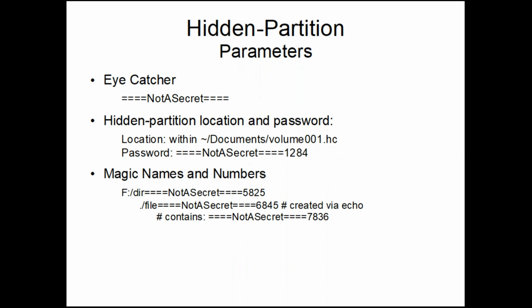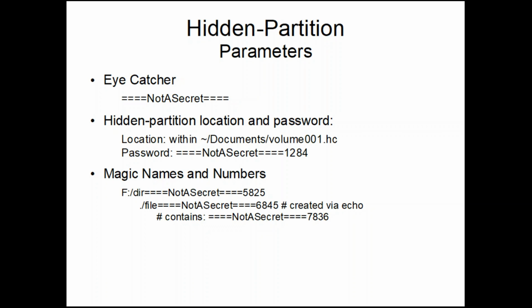So here are the parameters for the hidden partition that I'm going to create. First of all, there's an eye catcher, somewhat of a secret, but not a secret. So the eye catcher I'm going to use is similar, so I can use a regular expression that gets both, but it's not a secret. Okay. But there'll be things like passwords created with this, which are kind of a secret, kind of not. We don't want them actually leaking around.